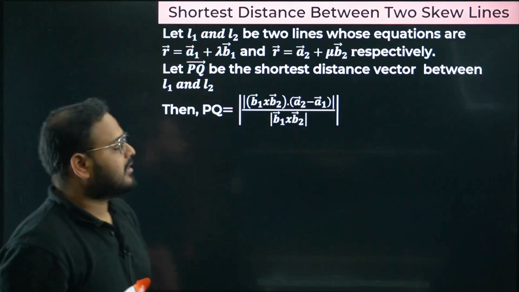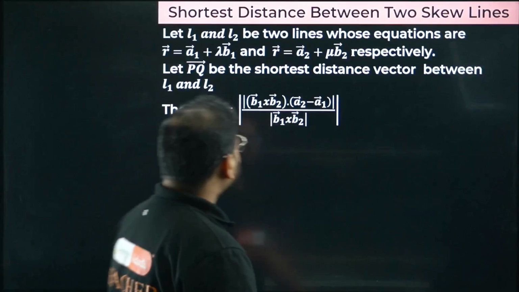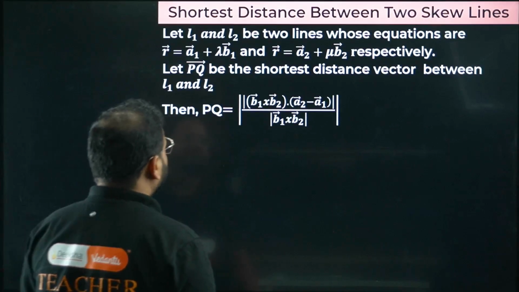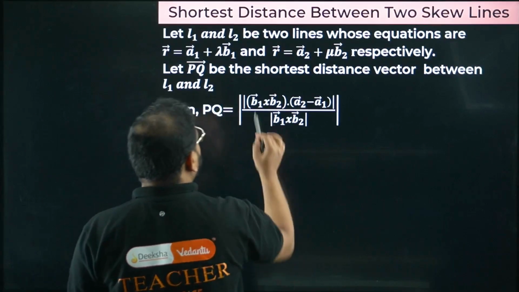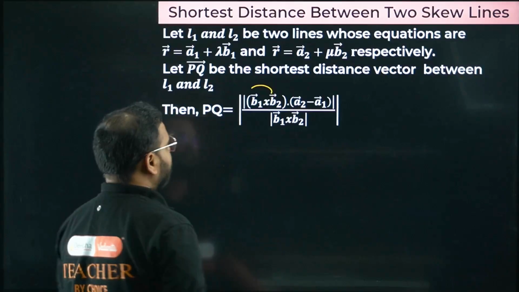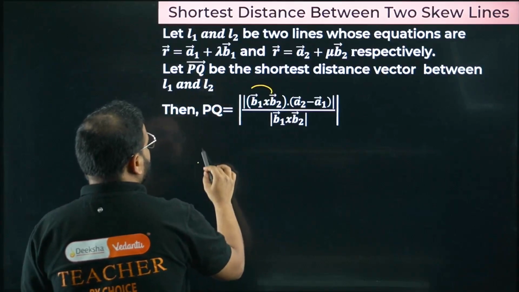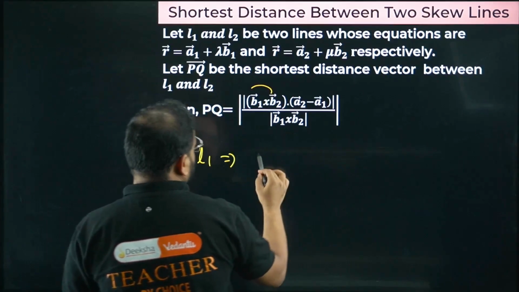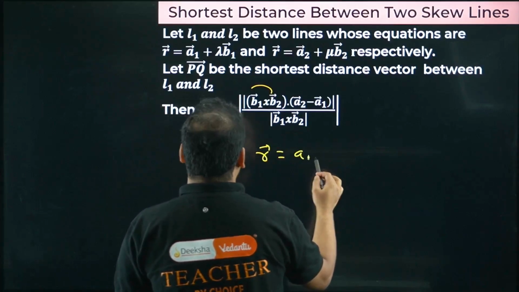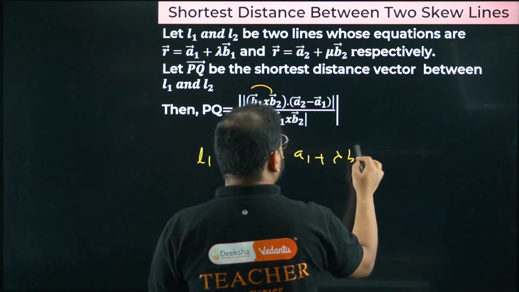Moving on now, the last concept that we have to learn today. Shortest distance between two skew lines is given by this property. The cross product of the lines, where it is parallel to. So if I write the L1 line with this relation, R is given as A1 plus lambda times the B1 vector.